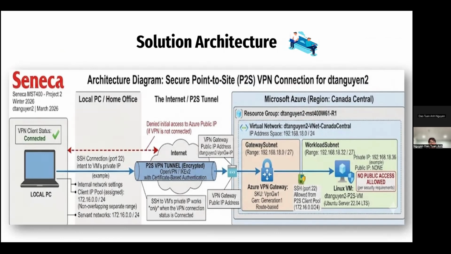Next is solution architecture. Here's my architecture. On the left side is my Azure VNet 192.168.18.0/24 in Canada Central. Inside, I have a gateway subnet at /27 hosting the VPN gateway, and a workload subnet at /27 with my Linux VM. The VPN gateway has a public IP. That's where my local PC connects through a point-to-site tunnel. My PC gets an IP from the 172.16.0.0/24 client pool. We route it into the VNet to reach the VM private IP.